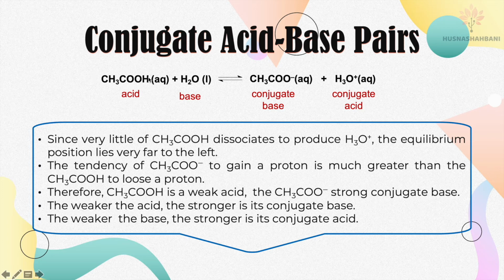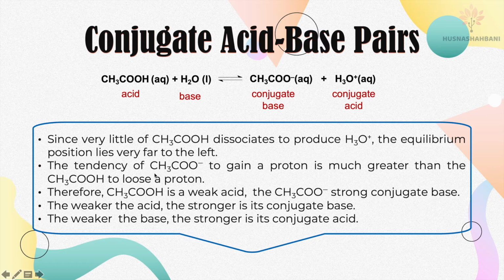This ethanoic acid is a weak acid. Weak acid dissociates very slightly in water. It means this acid prefers to be in this form instead of conjugate base form. So it's not preferred to donate the H+, it prefers to stay as the acid because very little of CH3COOH dissociates to produce H3O+. The equilibrium position lies very far to the left, so it prefers to stay in this form instead of becoming conjugate base.